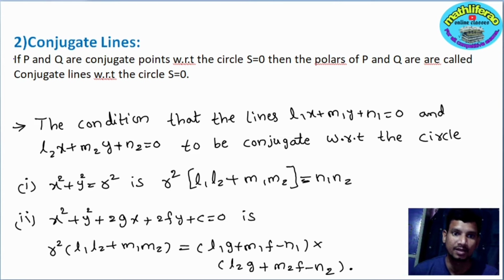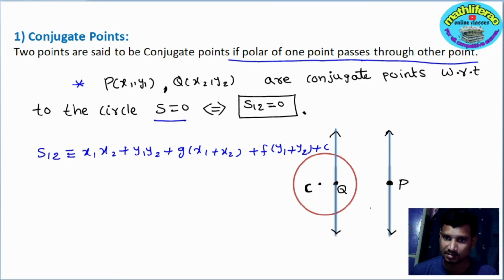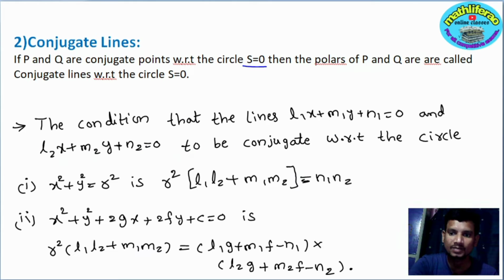Definition here: if P and Q are conjugate points with respect to the circle S = 0, then the polars of P and Q are called conjugate lines with respect to the circle S = 0. Here, this line is the polar of P, this line is the polar of Q. Then these lines L1 = 0 and L2 = 0 are called conjugate lines with respect to the circle S = 0. This is the definition of the conjugate lines.